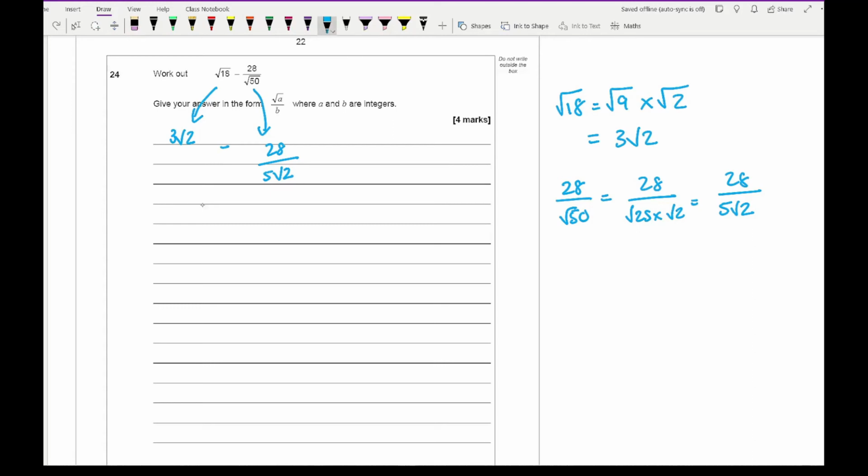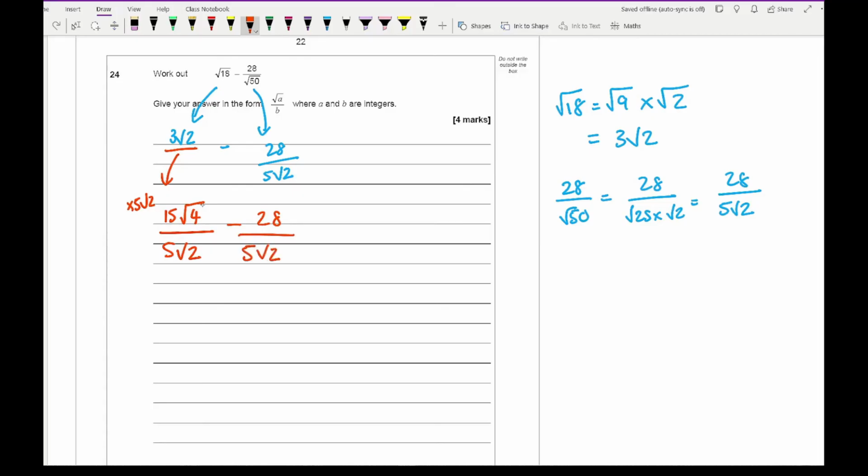So for this, what I'm going to do is multiply this by 5 root 2. Now if I multiply that by 5 root 2, just multiply the outside number, so 5 times 3 gives me 15, and then root 2 times root 2 gives me root 4, and I can divide that then by 5 root 2, because obviously if I work this out, I'm going to end up with 3 root 2. Now from this, I've then got 28 minus 5 root 2.